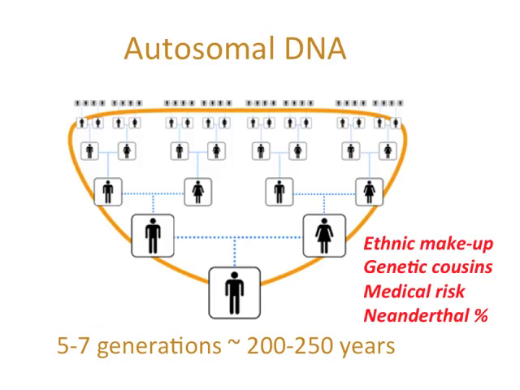When you look at autosomal DNA, it gives you a variety of different things, such as your ethnic makeup, and then connecting you with genetic cousins. It also gives you a medical risk assessment if you test with 23andMe. It also gives you what percentage Neanderthal DNA you have, although a lot of women in the audience would argue that I don't need DNA to tell me, when I look at my husband, what kind of Neanderthal percentage he is.